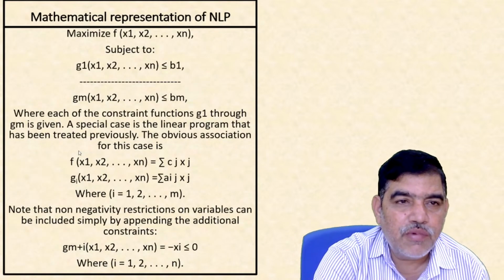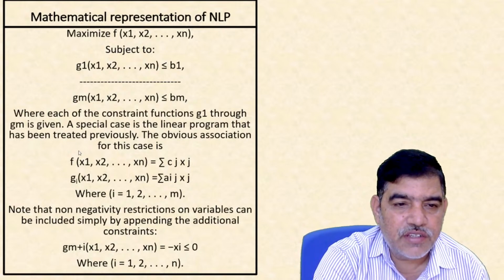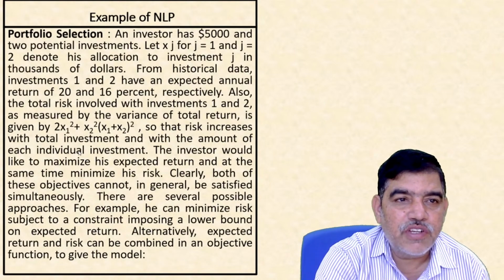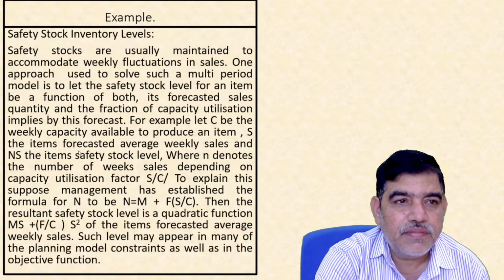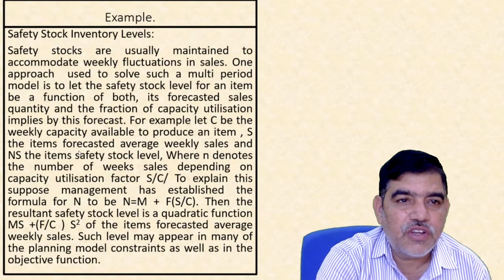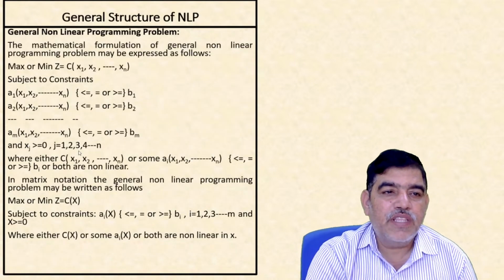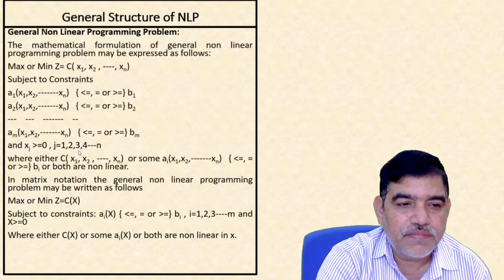And how to formulate the nonlinear programming mathematically subject to constraints, and the examples of portfolio selection, the example of sales revenue, the example of safety stock inventory levels, and the mathematical representation of the general nonlinear programming problem.